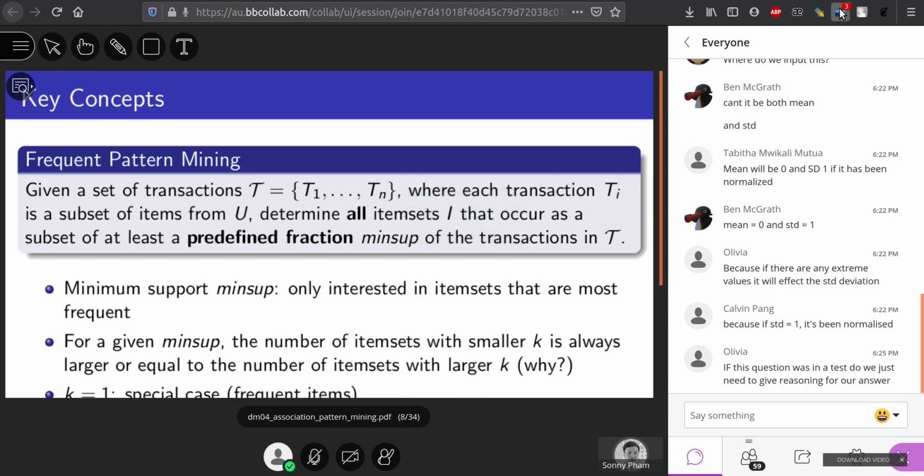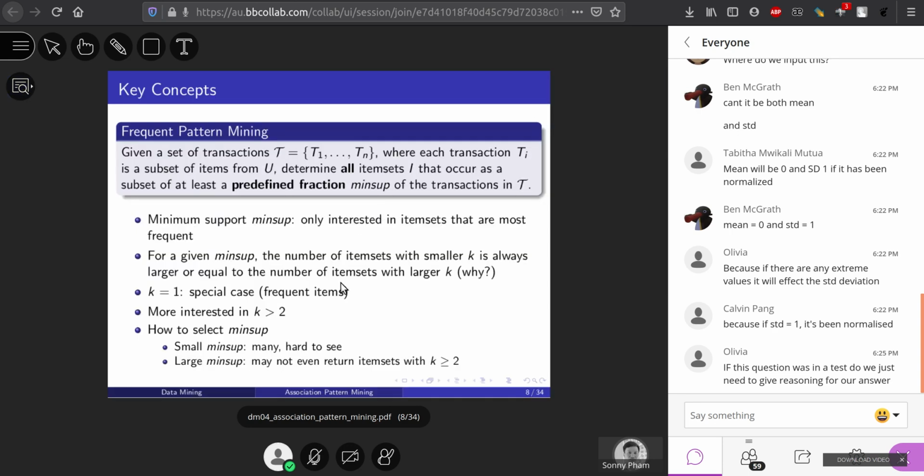We have to define a minimum support, which indicates what we mean by frequent. Things that appear maybe only once or twice in a data set, we don't find them interesting at all, right? So we are only interested in things that happen more frequently.